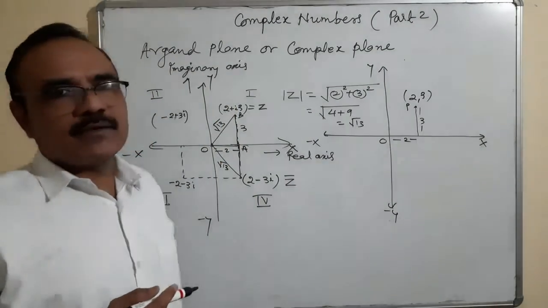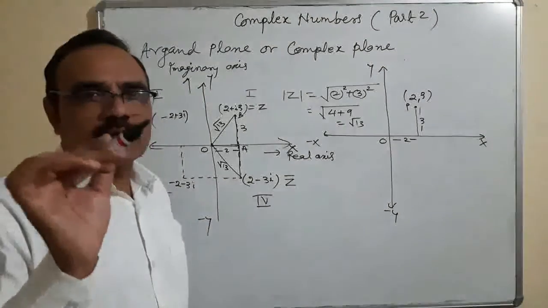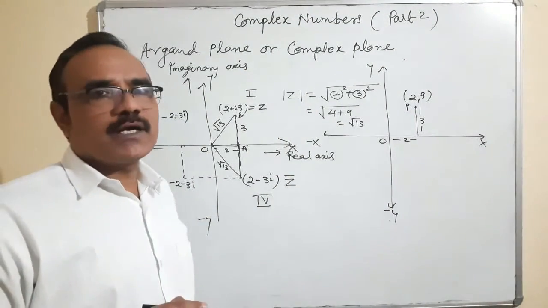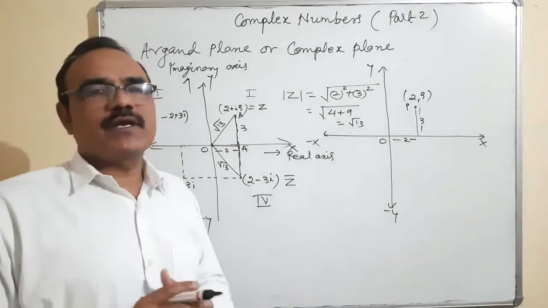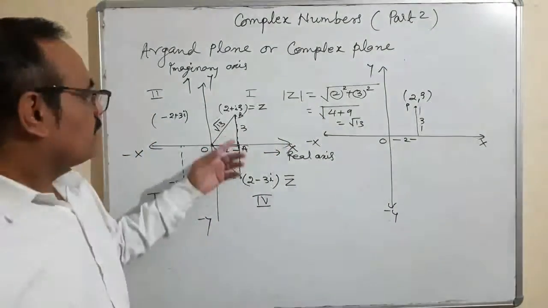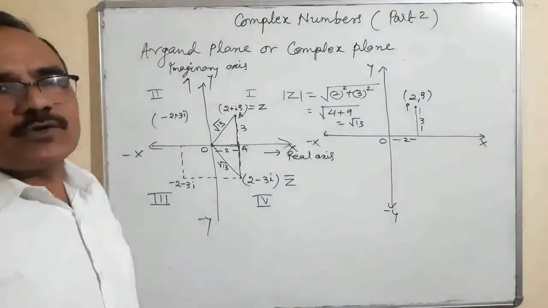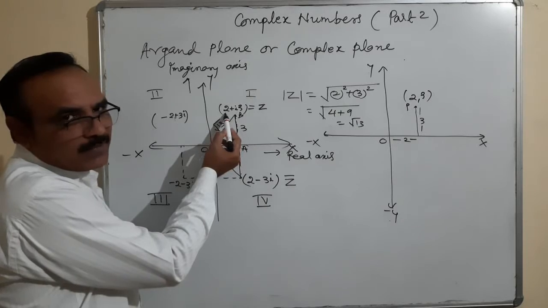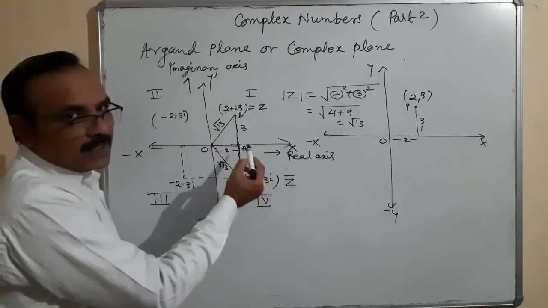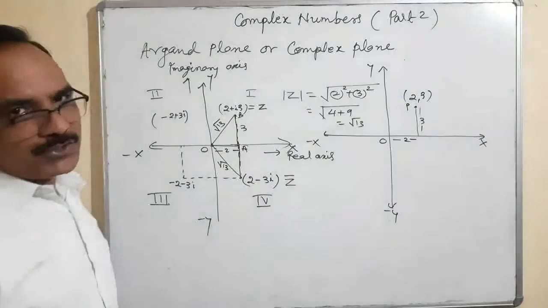In the earlier topic, the Argand plane, I told you about the conjugate, and one more thing I told you, the modulus. So now you are understanding the meaning of modulus and conjugate. The conjugate is the image of a complex number along the real axis.